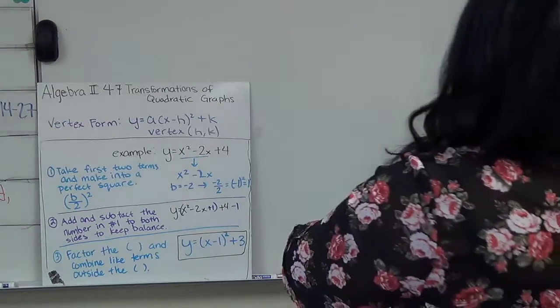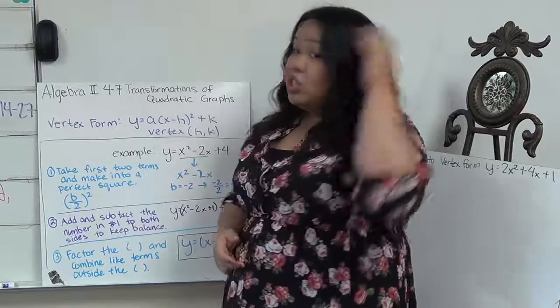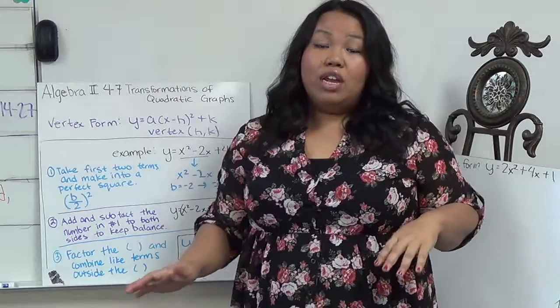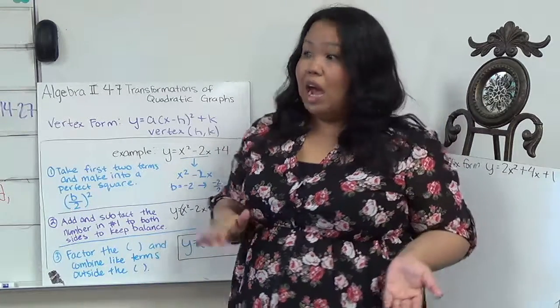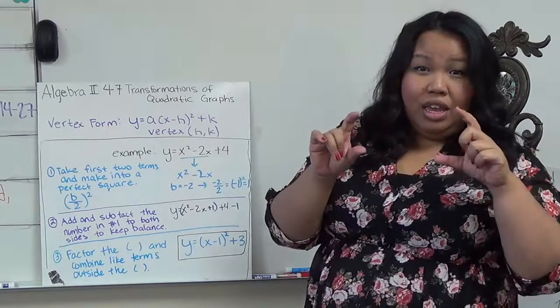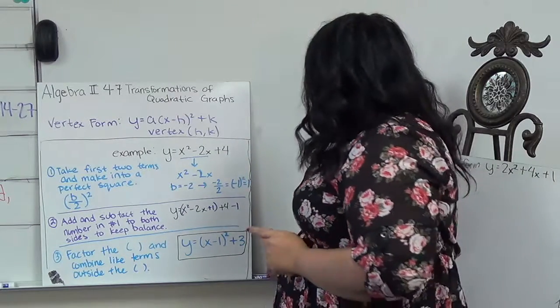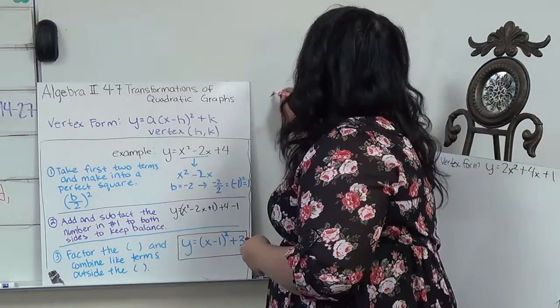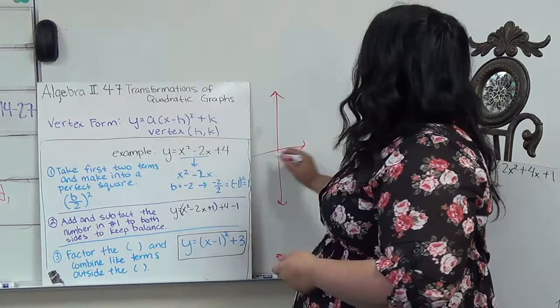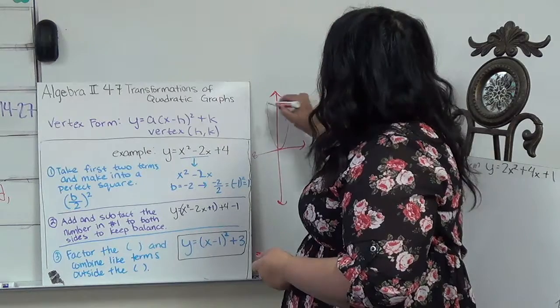In Algebra 2, Section 4.7, we're dealing with transformations of quadratic graphs. We were dealing before, in a chapter before, with how things shift left or right, up and down, and then if they get big, if the U of a parabola gets bigger or smaller. So if you remember, this is our original graph. It goes through 0, 0.